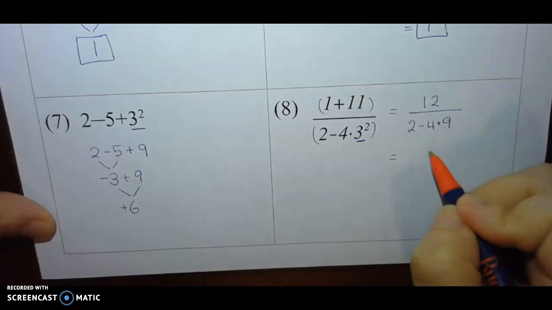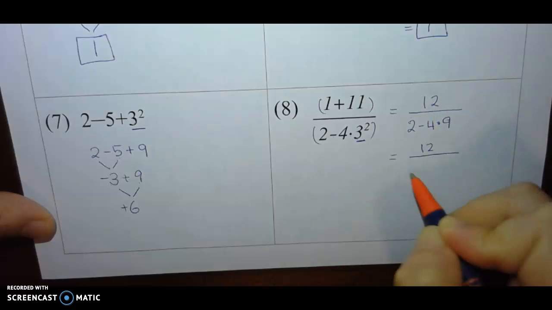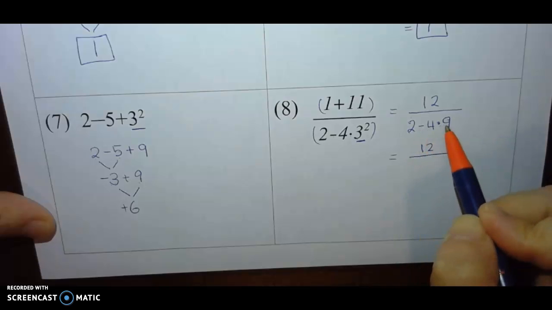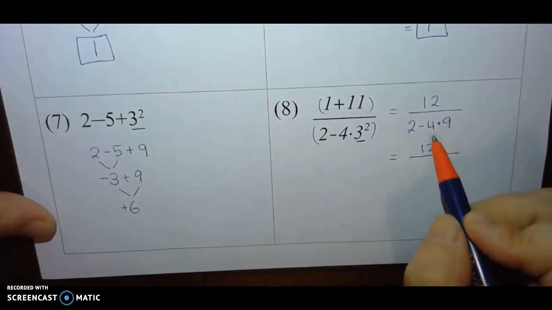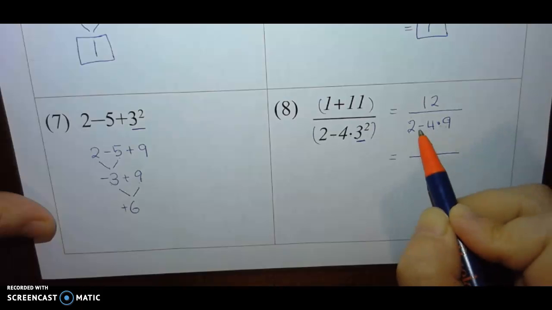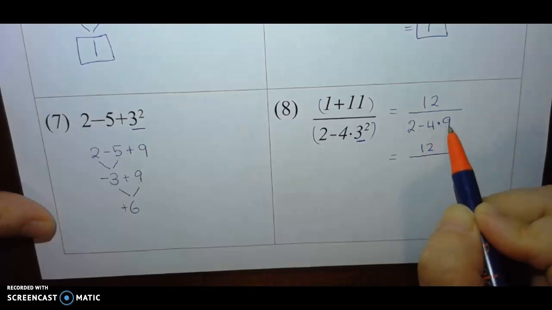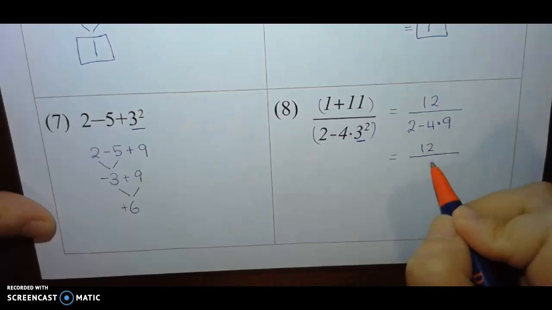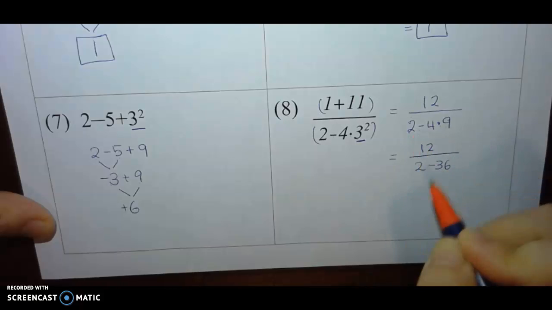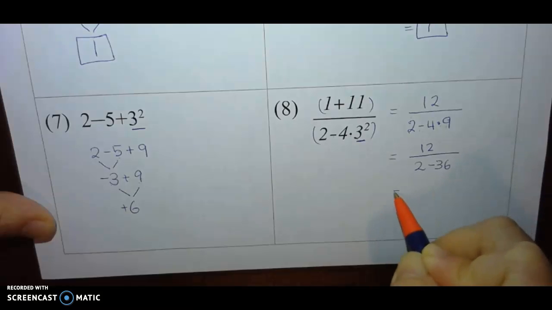Okay, now we have 12 as a numerator. And then we have 2 minus 4 multiplied by 9. Which is the highest order? It's the multiplication, right? You can think of it as 4 times 9 and subtracting it, or negative 4 times 9, which is negative 36. And you are subtracting 2 from it. Okay, so in this case, what do I get?